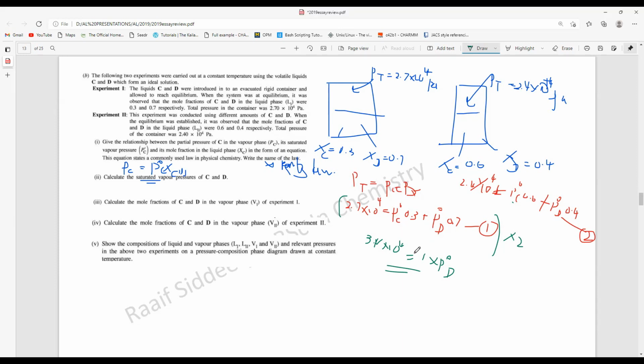If you know P naught D, you can plug into either equation to find P naught C. Because P naught D is there, you plug it here. So 3.4 × 10^4 Pascal times 0.7 plus 0.3 PC equals 2.7 × 10^4. So you will find P naught C as well. When you find P naught C, you will see it will be around 2 × 10^4 Pascal. So I have found that one as well, in Pascal. This is also in Pascal. So this is the way that you can find the saturated vapor pressures.